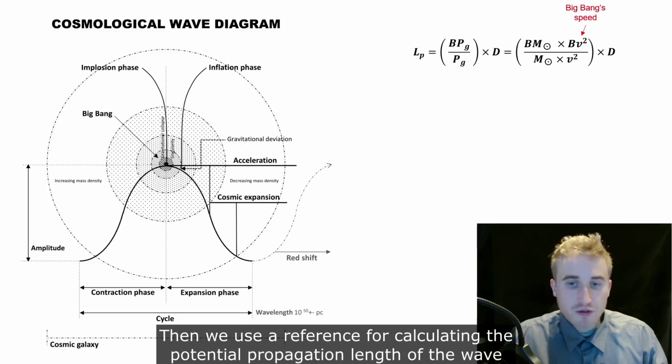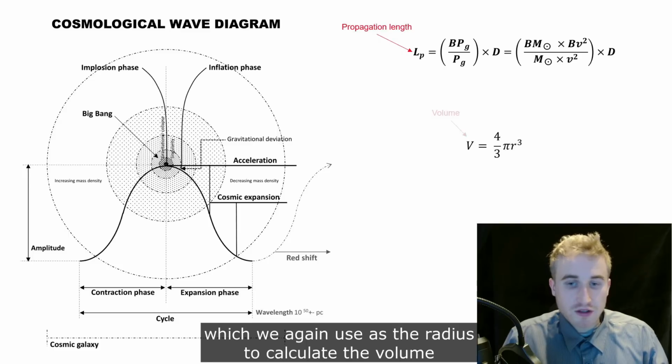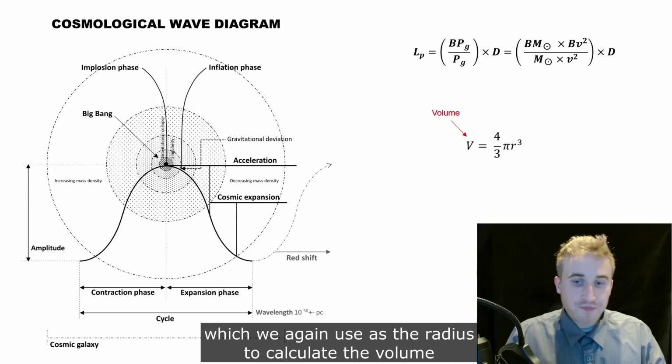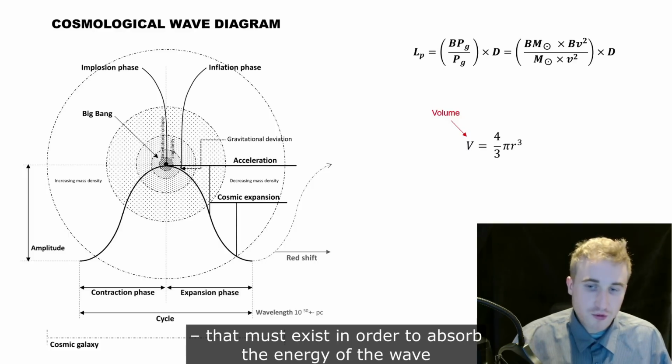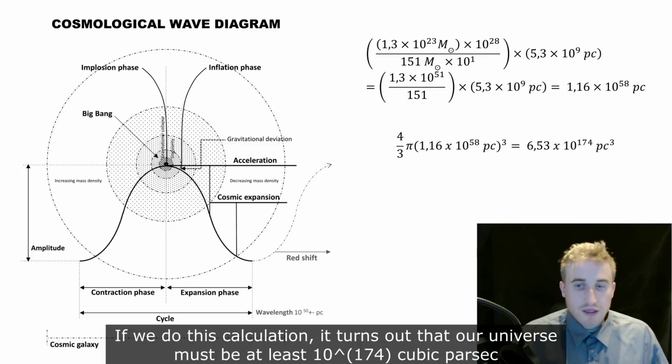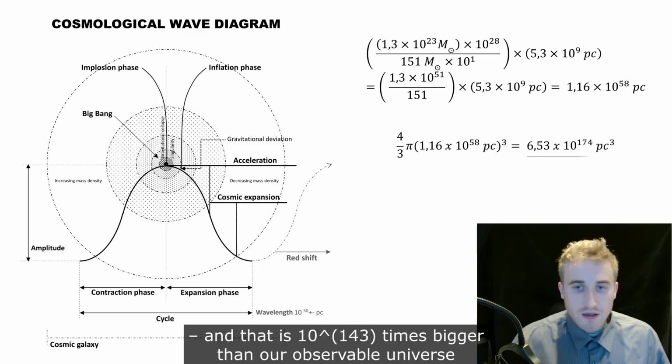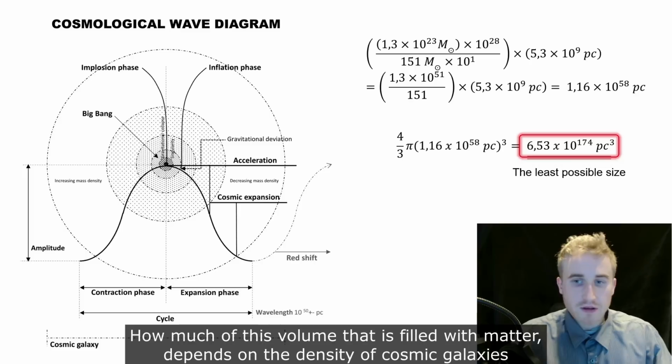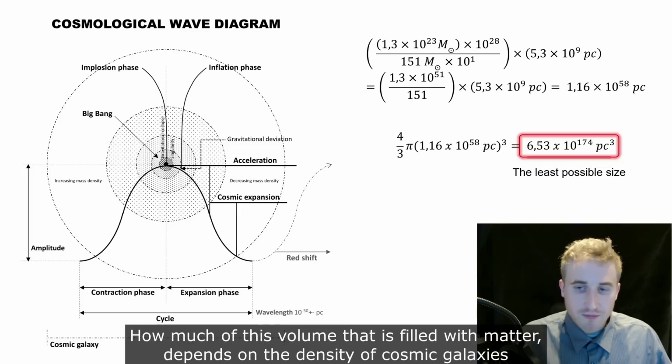Then we use a reference for calculating the potential propagation length of the wave, which we again use as the radius to calculate the volume that must exist in order to absorb the energy of the wave. If we do this calculation, it turns out that our universe must be at least 10 to 174 cubic parsec, and that is 10 to 143 times bigger than our observable universe. How much of this volume that is filled with matter depends on the density of cosmic galaxies.